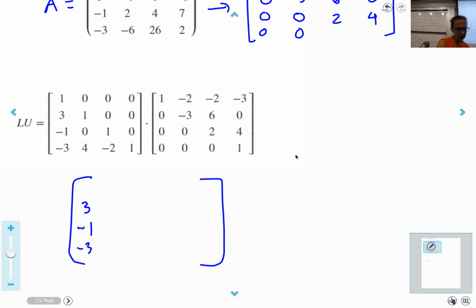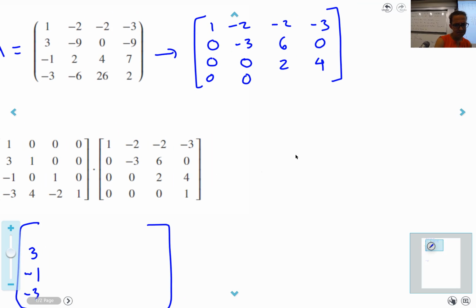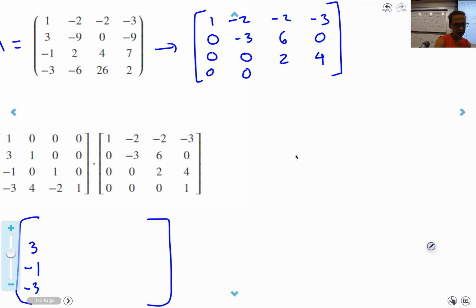This will become 0. Oh, negative 12. Did I reverse my signs? Thanks. And then this one is 20.